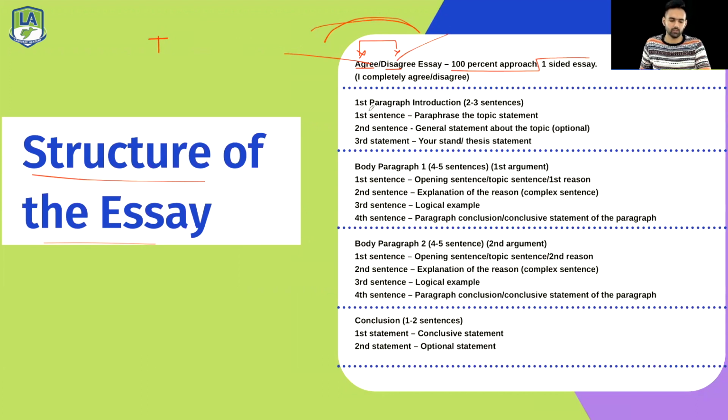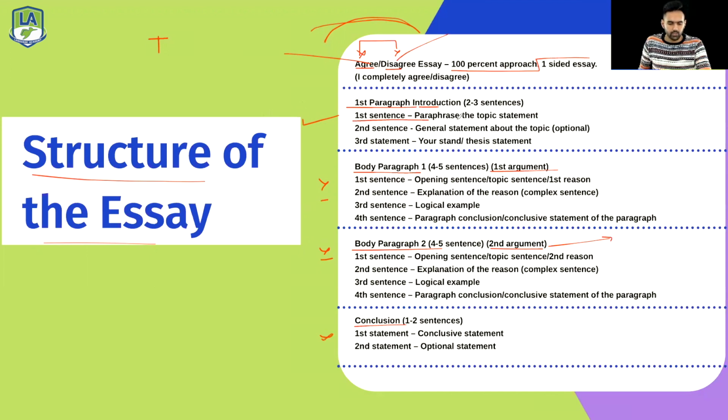Remember this thing. You'll make 4 paragraphs. The first paragraph will be your introduction. Second, body paragraph 1, where you'll explain one reason for the side you're taking. Body paragraph 2, the second reason or second argument for the side you're favoring, and then we'll come to your conclusion. So 2 to 3 sentences in the introduction, 4 here, 4 here, and 2 here. You can write 5 as well here, but 4 are fine as well.